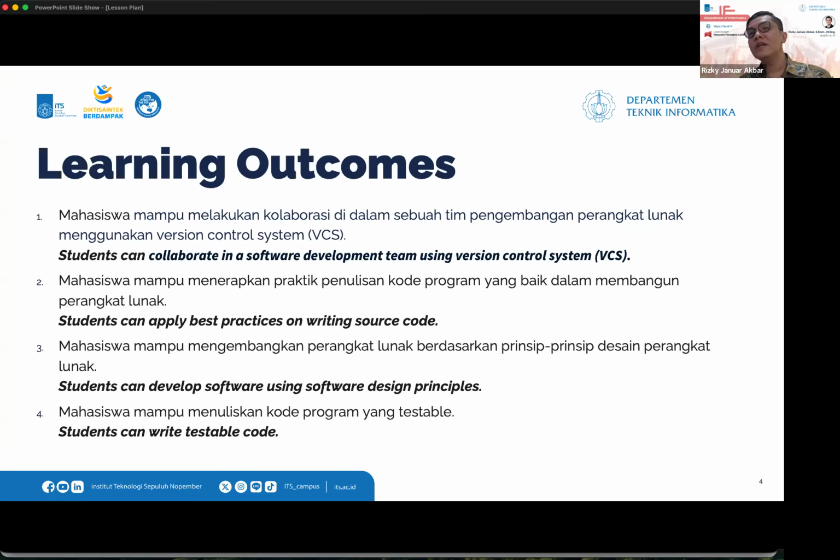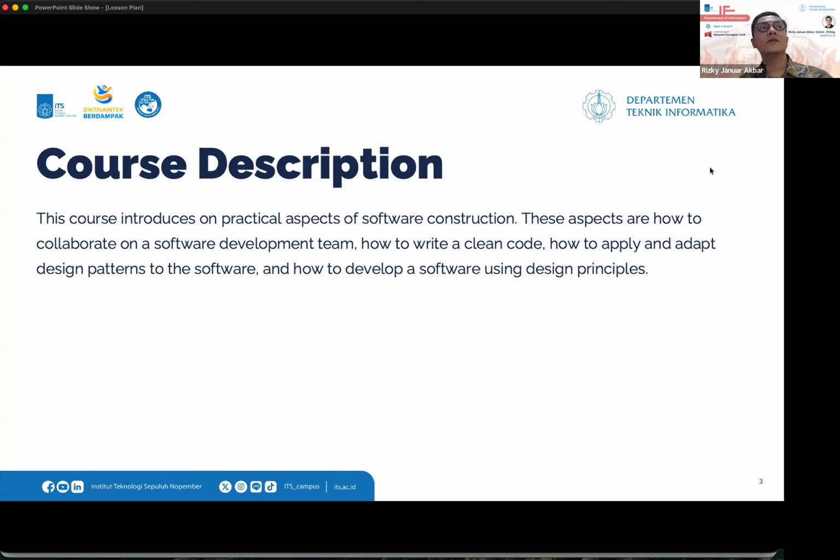And last is you can write testable code. Every code needs to be tested to mitigate the risk of introducing bugs. If you don't test your code, you are introducing risk into your software program. But actually, if you follow good design principles, in the end you will get testable software. If you have any questions, just raise your hand.